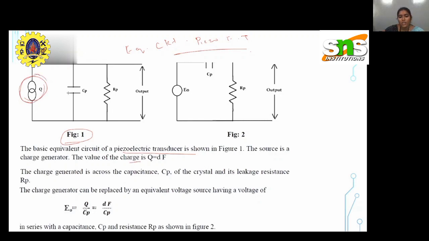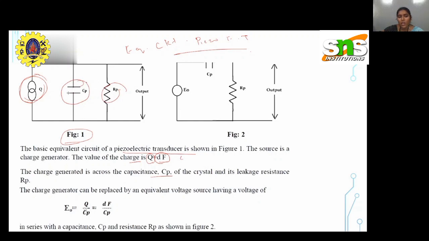So the charge Q is equal to dF, where dF is the change in magnitude of force. When you apply any kind of force, based on that change in magnitude of force, you will have a respective generation of charge. So that's why Q is related to the change in force. The charge generated is across the capacitance Cp of the crystal, that is the capacitance of the crystal, and its leakage resistance is Rp.